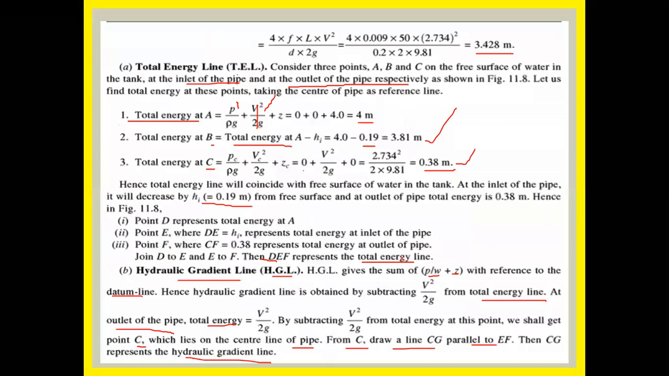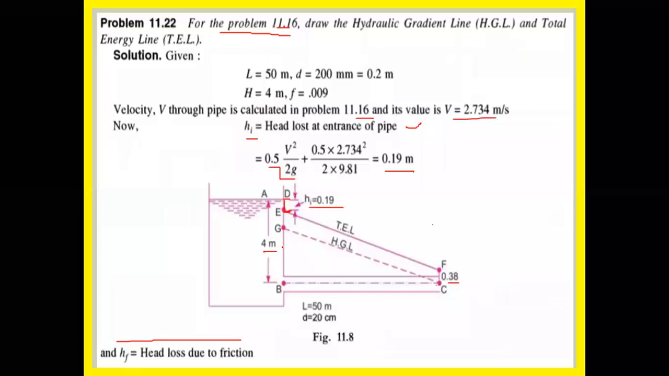From the TEL, what do we have to subtract? See this. You can write this theory or you can just subtract. If you subtract the HGL from the TEL, you'll get the HGL, right? So HGL is the sum of the pressure head plus datum head. Therefore, for the hydraulic gradient, we have to subtract this from the energy line. Therefore, subtract, and the CG line is the hydraulic gradient line. The CG line is the hydraulic gradient line.